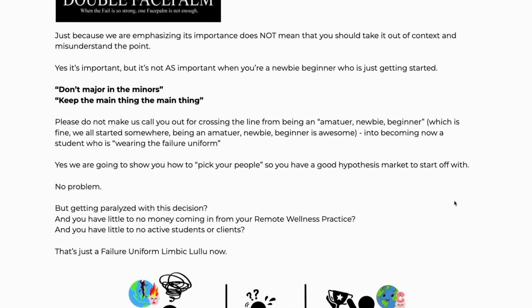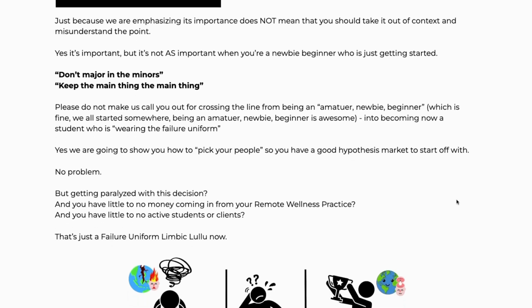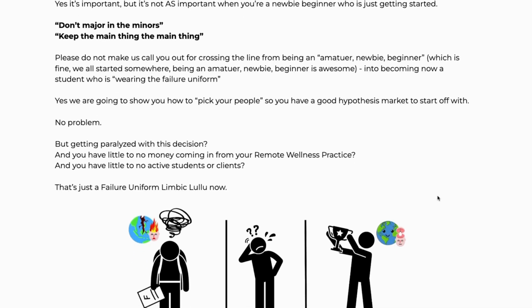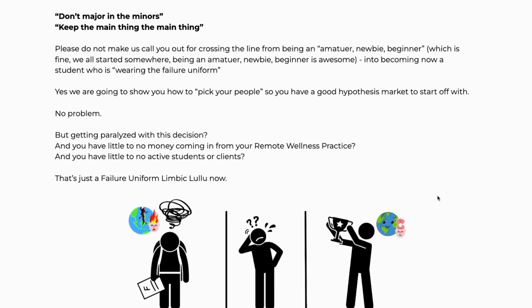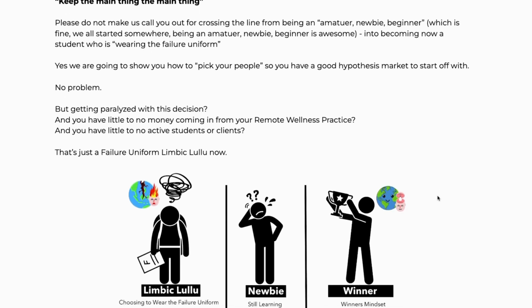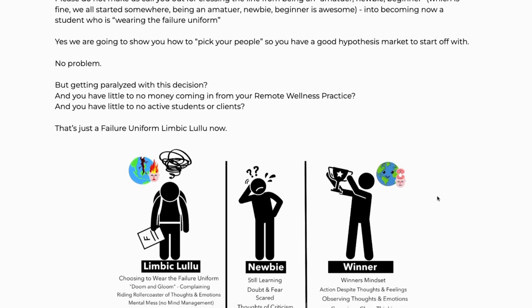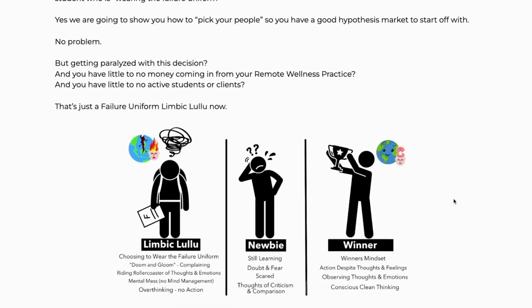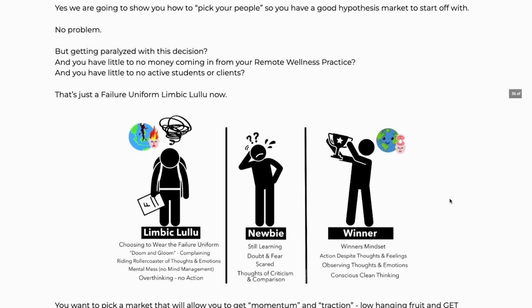What you want to do is pick an okay market, a good market, a relatively okay market that is going to get you into momentum. You do not want to get paralyzed with this decision, especially if you have little to no income coming into your remote wellness practice, and little to no active students or clients. You might as well pick a market that is the lowest hanging fruit. You might as well get traction. You might as well develop your skills and your identity. And then the better you get, guess what's going to happen? Once you've started getting momentum in that car, you're going to be able to pivot. But it's impossible to steer a parked car.